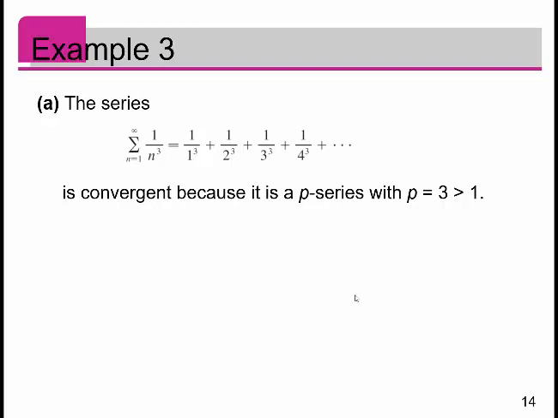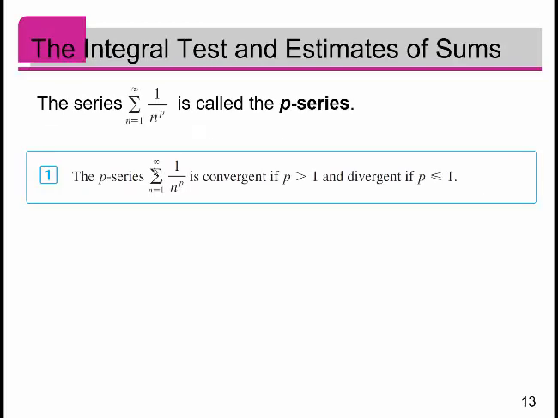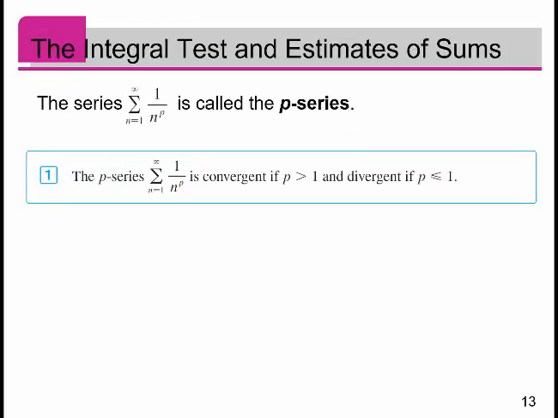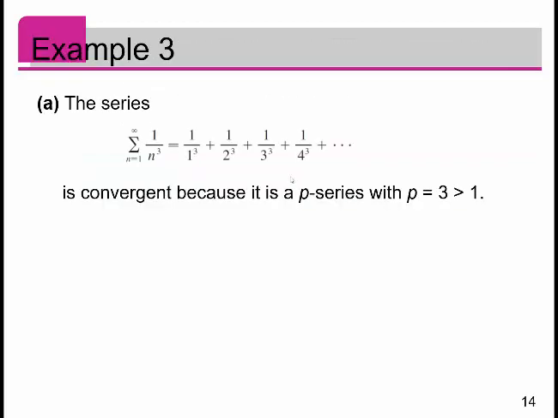All right, so let's look at this series, the summation from n equals 1 to infinity of 1 divided by n cubed. Well, if you look here, here are the terms. This is convergent because it is a p series, right? Because it has this form, and the p value is 3, which is greater than 1, so it's convergent. It's that easy to look at and see.